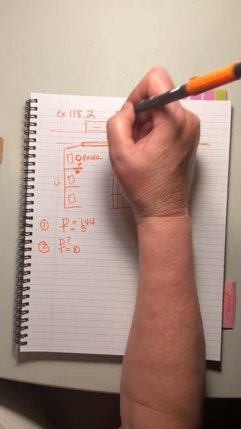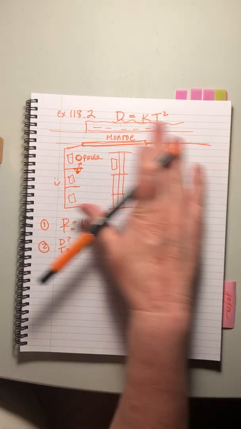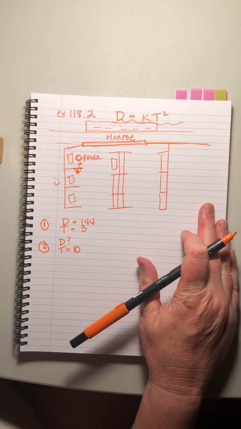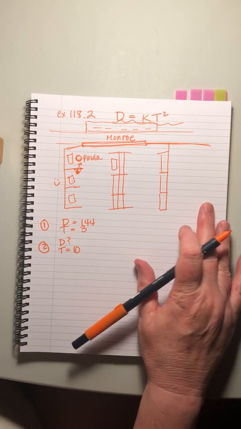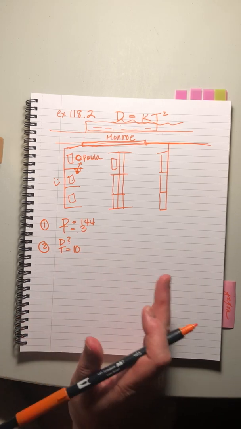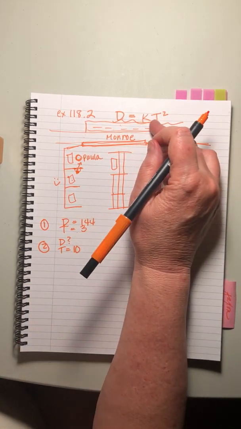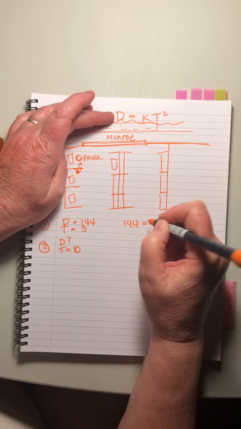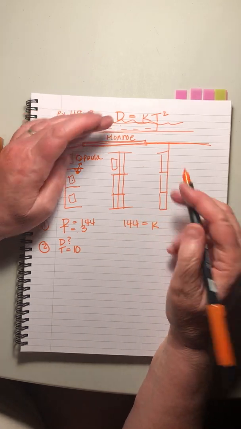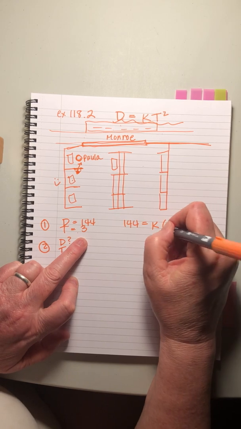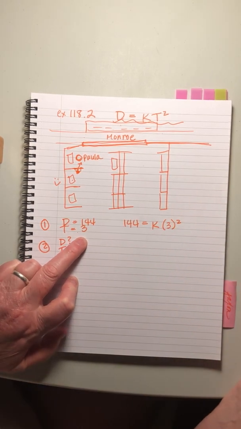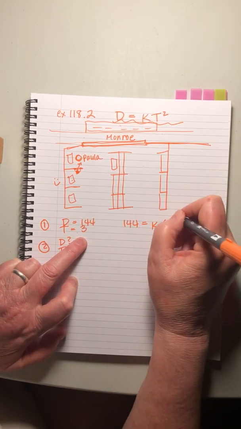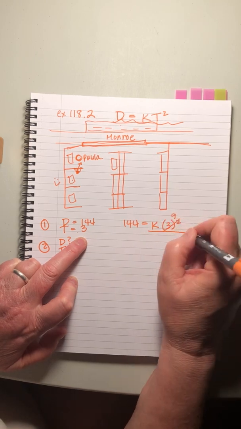Second scenario, there's my formula. There's my old staff room at Arthur Andersen. And now we can set up our problem. Ready? First step is to use this information to solve for K. Distance, 144, equals K, we don't know what it is, times T squared. T is 3, so it's 3 squared. 3 squared is 9, so I'm going to write that there, and then we'll divide both sides by 9.